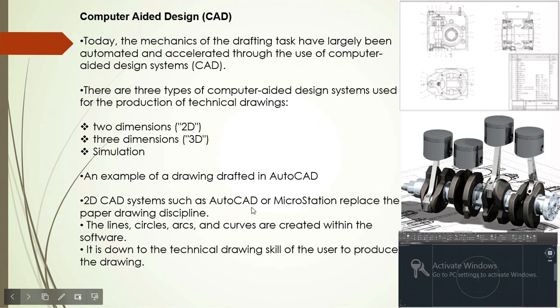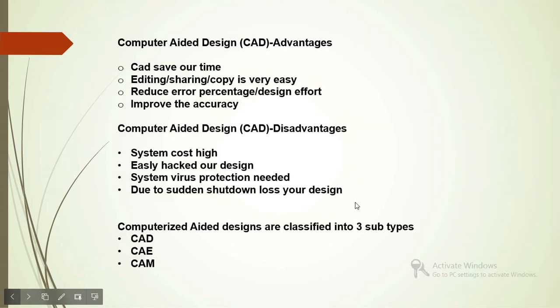2D CAD systems such as AutoCAD or MicroStation replace the paper drawing disciplines. The lines, circles, arcs, curves are created within the software. It is down to the technical drawing skill of the users to produce the drawing. The advantages of computer-aided design: AutoCAD drawing saves our time. Editing, sharing, copying is very easy to do. Reducing error percentage, design efforts are drastically reduced, and accuracy is improved.